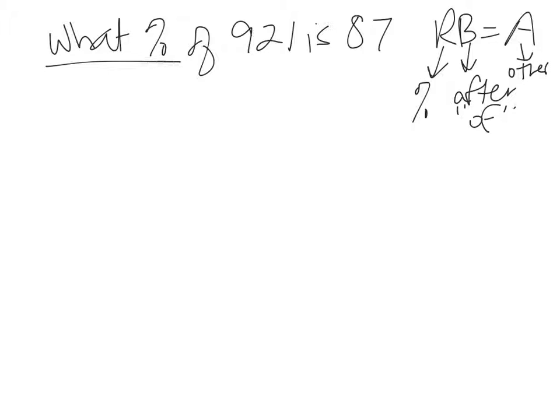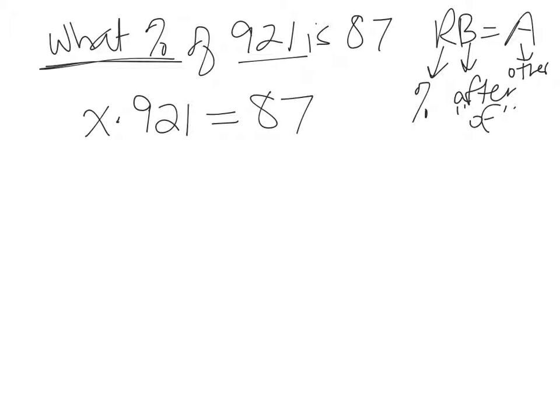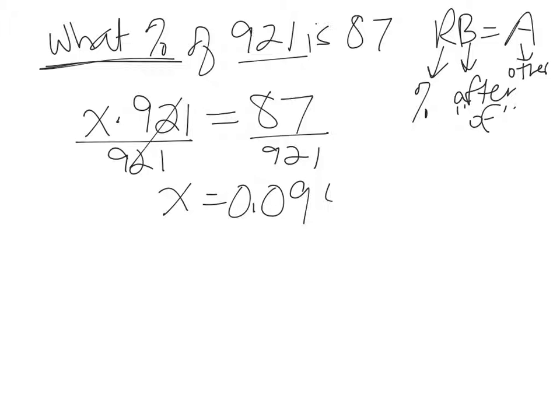So your R is what percent? So that's an X. And then times your B is after the word of, so that's 921. Equals 87 is the leftover. So X was multiplied by 921, so you undo that by dividing by 921 on both sides. So X equals 87 divided by 921 equals 0.0944625 more. I don't know what, that's all my calculator has room for.